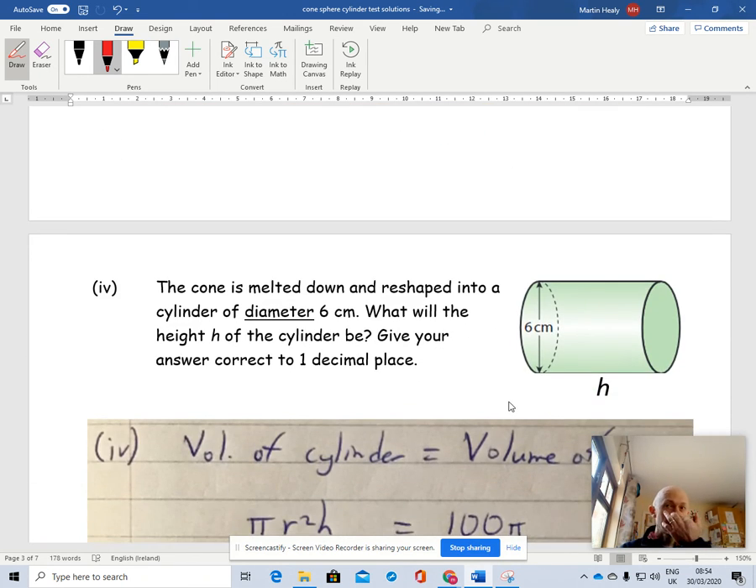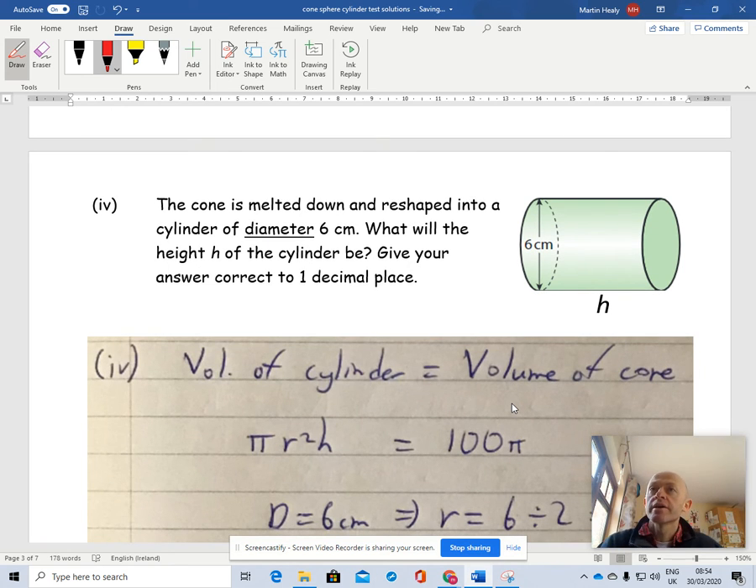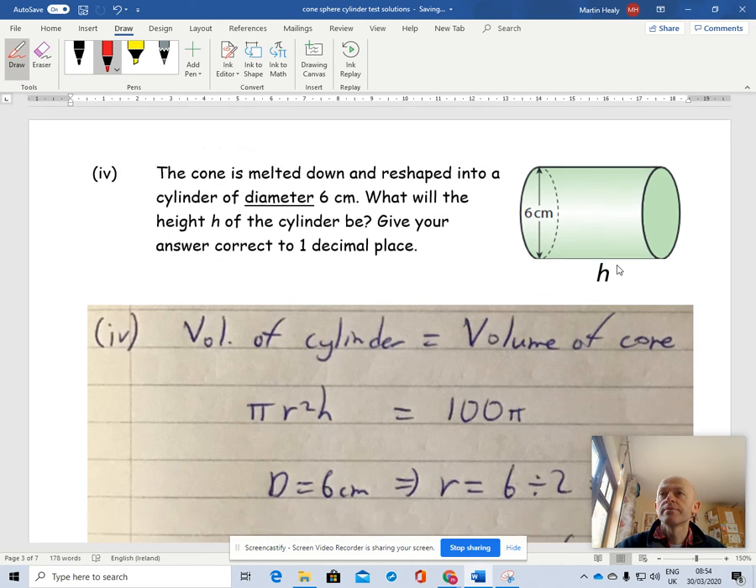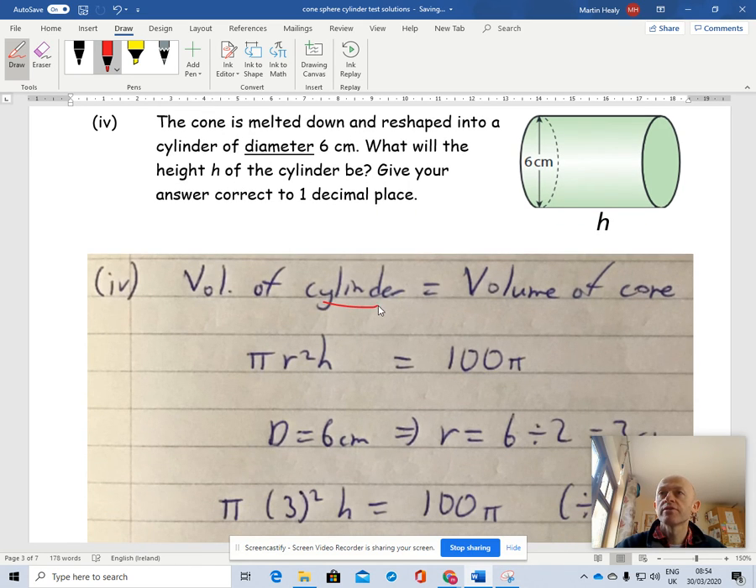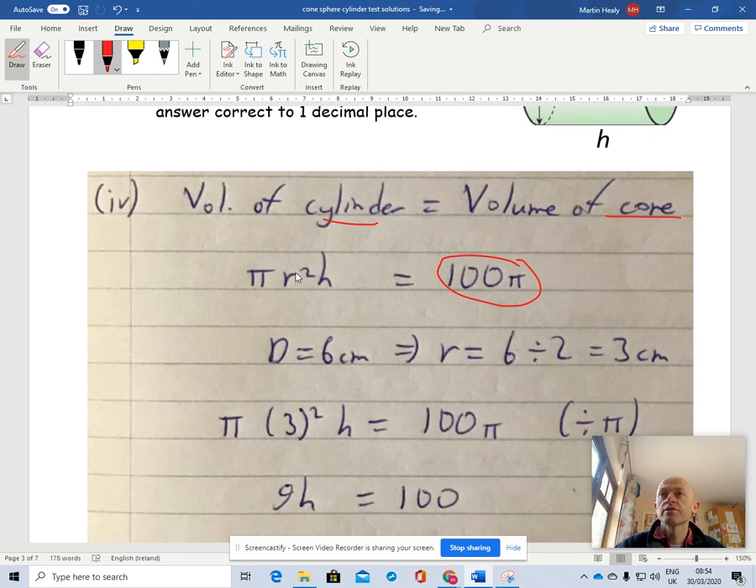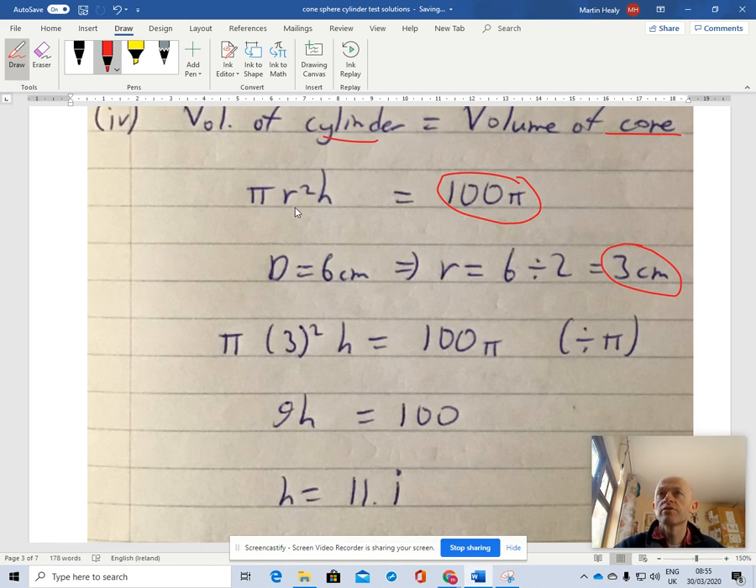Now the next bit is the cone is melted down. So we have a cone that has a volume of 100 pi melted down to make a cylinder. So therefore the volume of the cylinder is equal to the volume of the cone. And the volume of the cone was 100 pi. So therefore the cylinder's formula for volume is pi r squared h. The radius is actually 3. Be careful not putting 6 in there because that's the diameter. So we fill in those values into the formula.